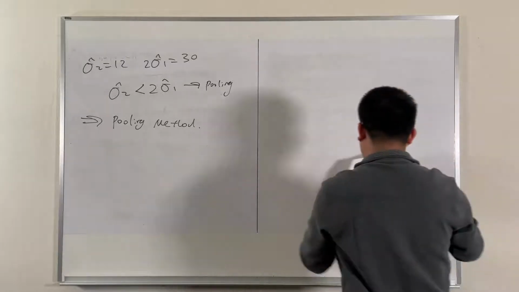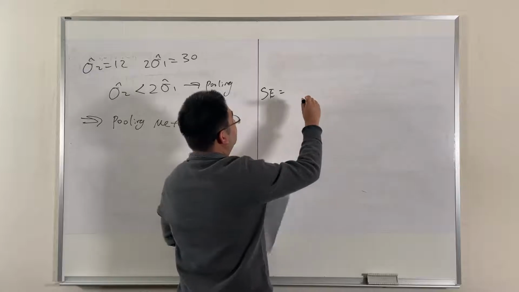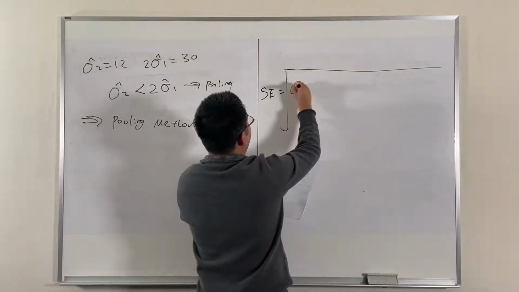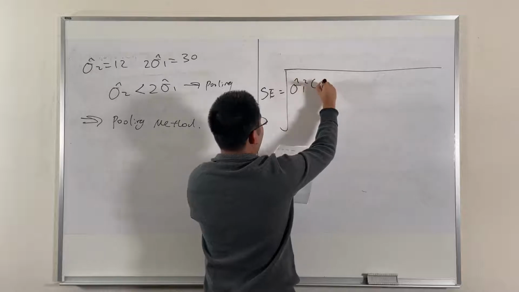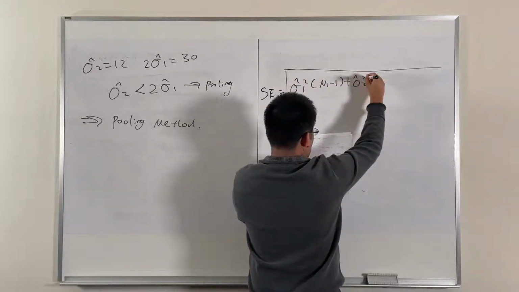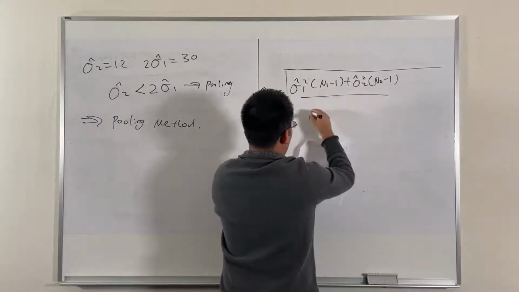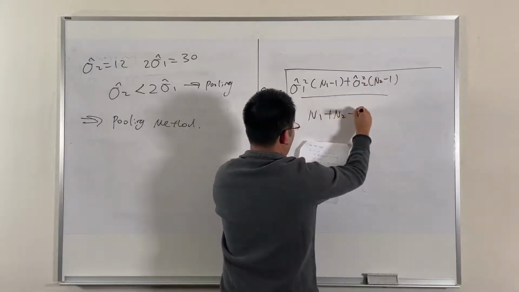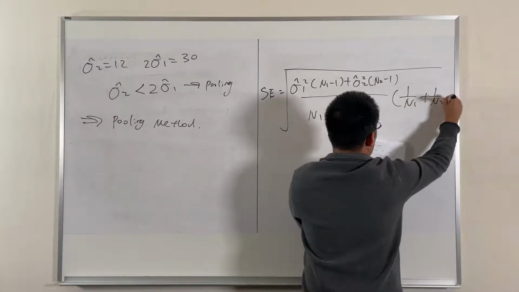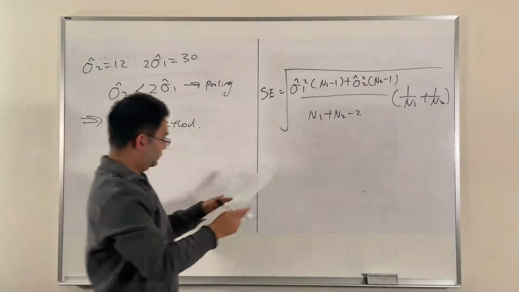Standard error. Now we can just apply the formula. I'm going to write the formula out first: square root of sigma 1 hat squared times n1 minus 1, plus sigma 2 hat squared times n2 minus 1. So this is the formula, and we just put in some numbers.